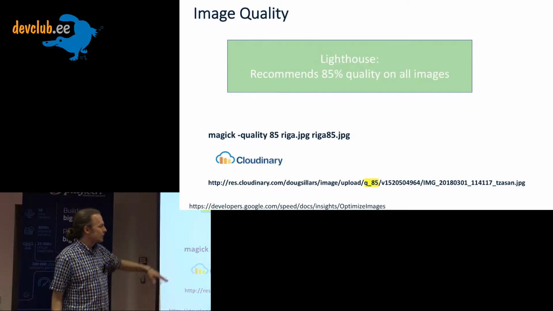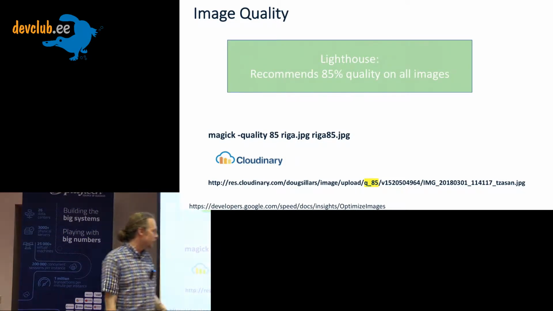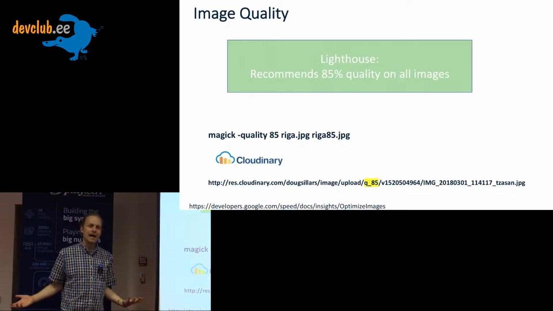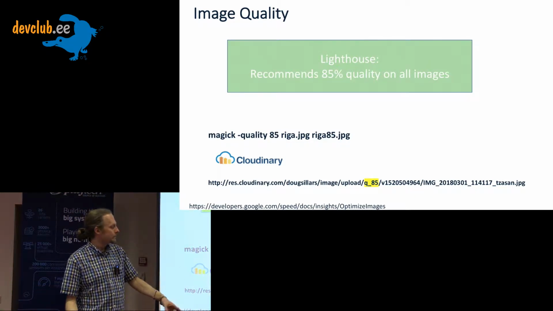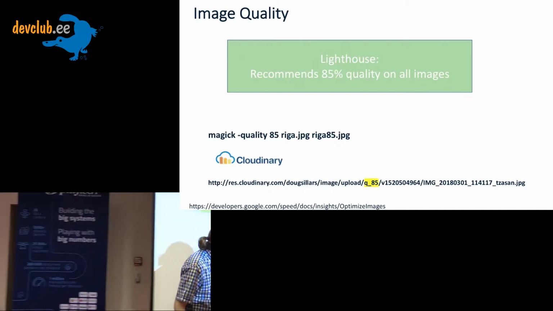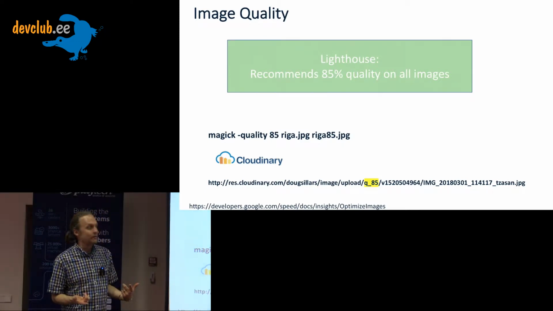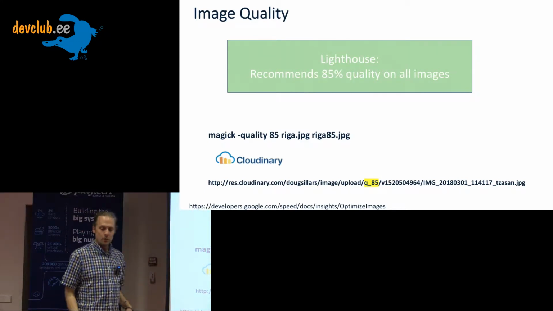If you don't want to do it in Photoshop, ImageMagick will do it. You just set the quality to 85 and it saves a new image for you. If you wanted to use a cloud provider, you can upload the full-size image to Cloudinary, and it'll give you a URL, and then you just add this q_85 parameter, and it generates the quality 85 image for you on the fly. So that's a really cool way to do it.